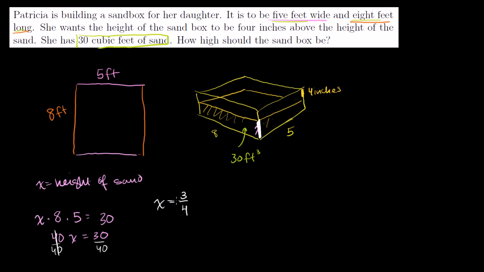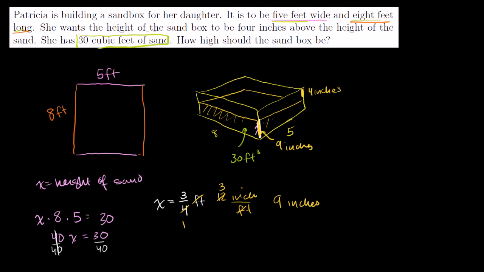Now what is 3/4 of a foot? We know that there are 12 inches per foot. The feet cancel out. 12 times 3 over 4 is what? You can divide 12 by 4 and get a 3. Divide the 4 by 4 and you get a 1. You get 3 times 3. This is 9 inches. So the height of the sand right there is 9 inches.